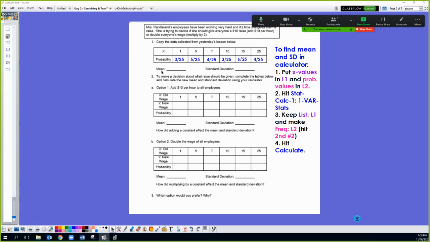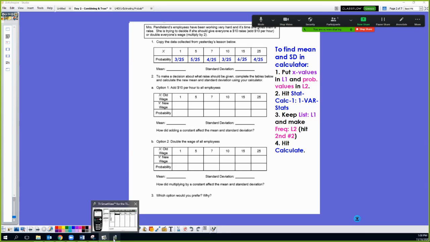So number one asks you to find the mean and standard deviation. And we already have this information from last class, but what I want to show you is calculator steps. So I put the directions here on the screen so you can pause and try to follow them yourself, but I'll also show you on the computer screen as well with the calculator, and you can watch as I go through it.